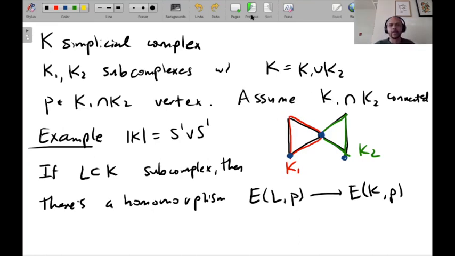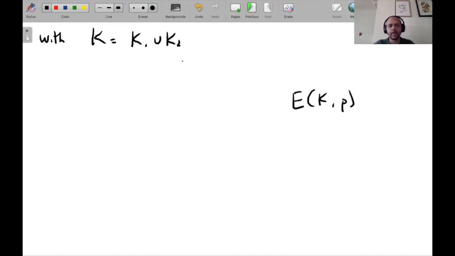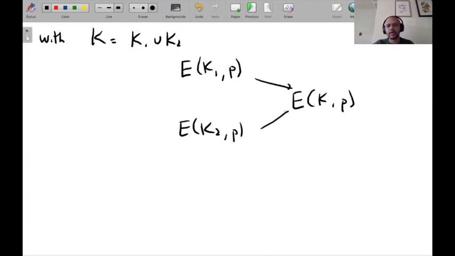And in particular, in our setup, with K being the union of K1 and K2, we have a diagram. So we have the edge group of K over here, and there's a homomorphism from the edge group of K1 and the edge group of K2, and there's also homomorphisms from the edge group of the intersection into these.